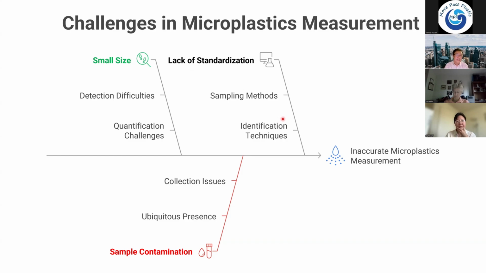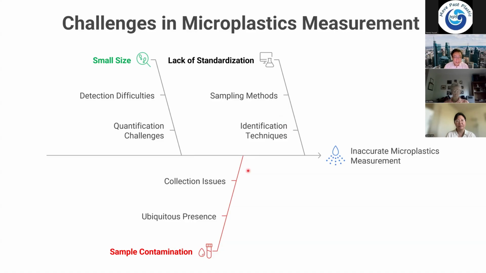But thankfully, especially for water sample collection and analytical methods, the American Standard Technology method recently standardized how to collect water samples in streams or lakes, and how we analyze microplastics using what type of analytical method. So the standardization of sample collection and analytical methods is on the way, but there are still many other things that we need to tackle.